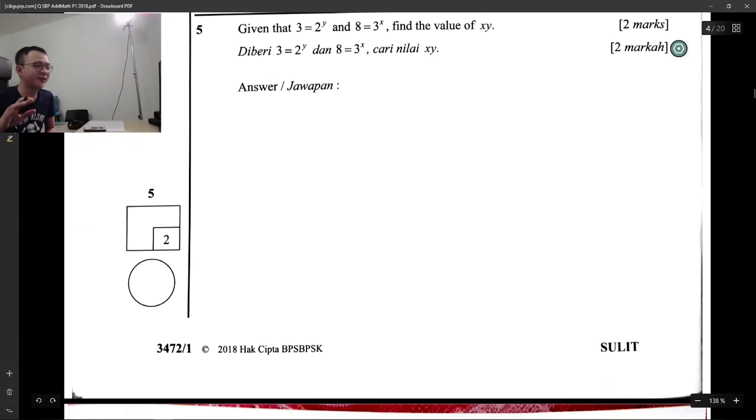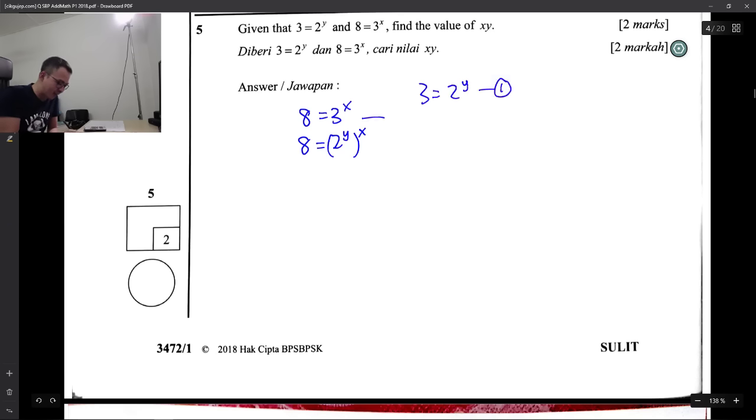Given that 3 equals 2 power of y, 8 equals 3 power of x, find the value of xy. So in order to find the value of xy over here, basically you need to substitute into each other. So what I will do over here is, since I know 8 equals 3 power of x, and what is my 3 here? My 3 is actually 2 power of y, right? Because 3 equals 2 power of y, I assume this one is 1, this one is 2, and then I substitute 1 into 2. So therefore, I will get what happened here.